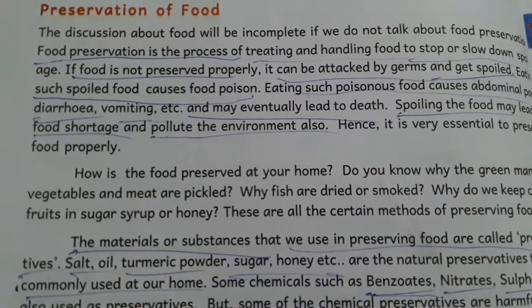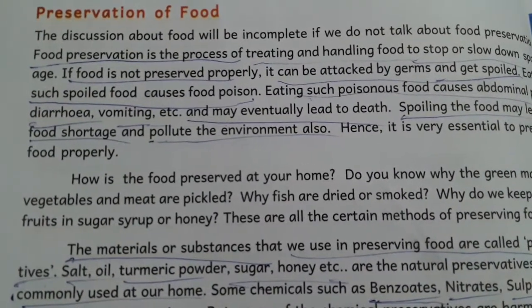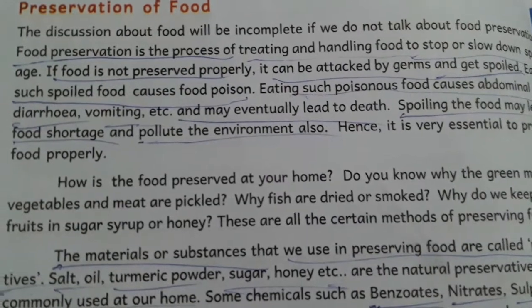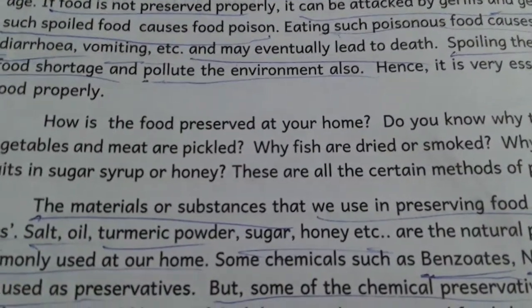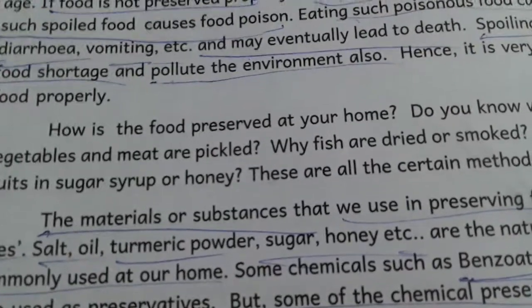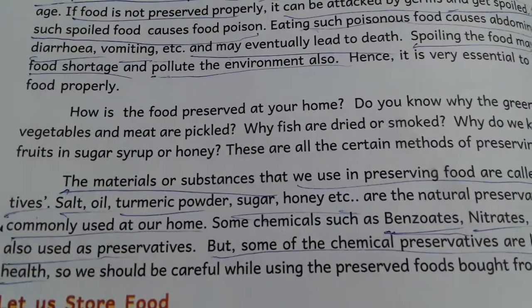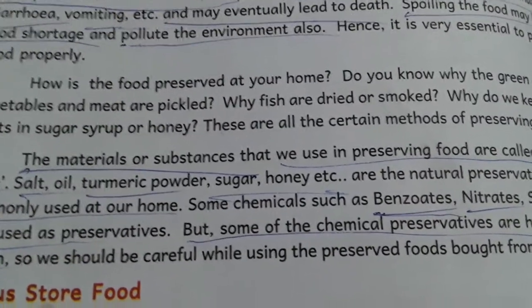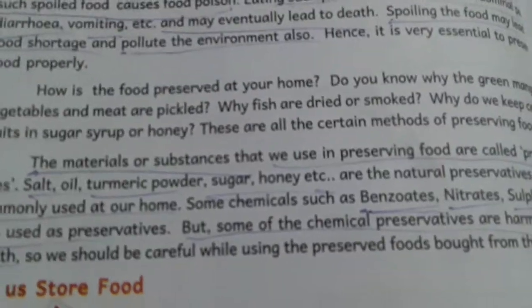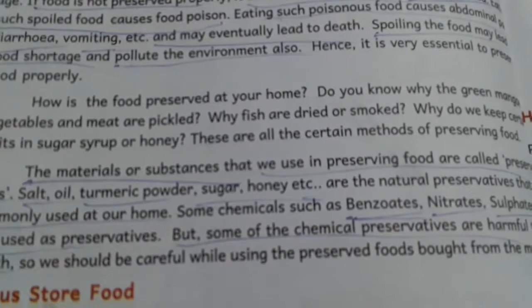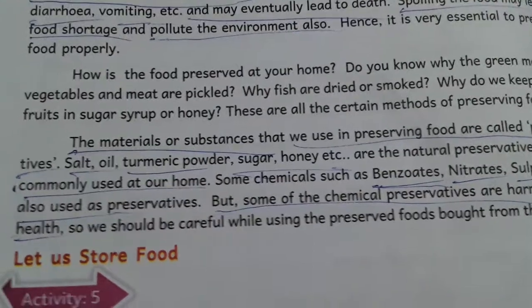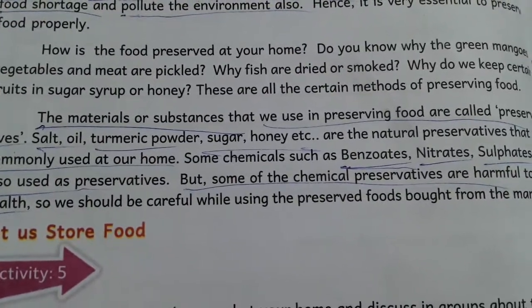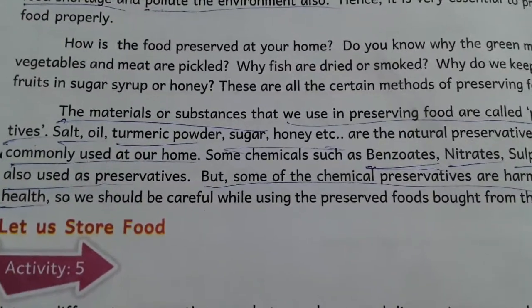Spoiling food may lead to food shortage and pollute the environment also. So it is very essential to preserve food items properly. And how is food preserved at your home? Do you know why green mangoes, vegetables and meat are pickled? Why are fish dried or smoked? Why do we keep certain fruits in sugar syrup or honey? These are all certain methods of preserving food.